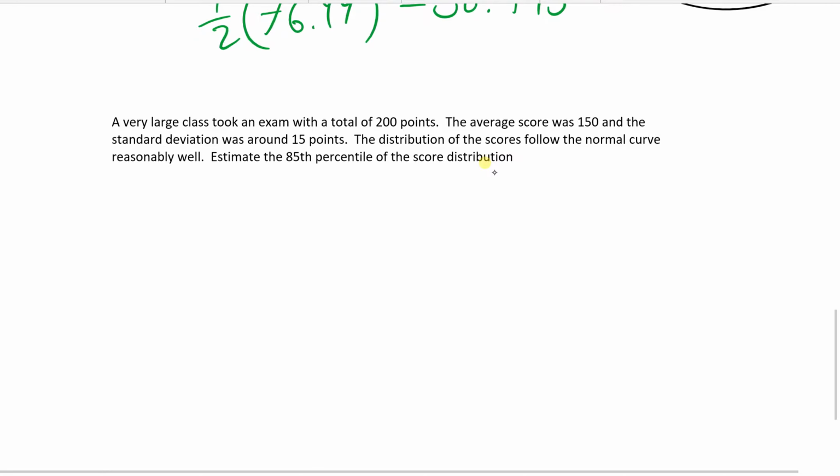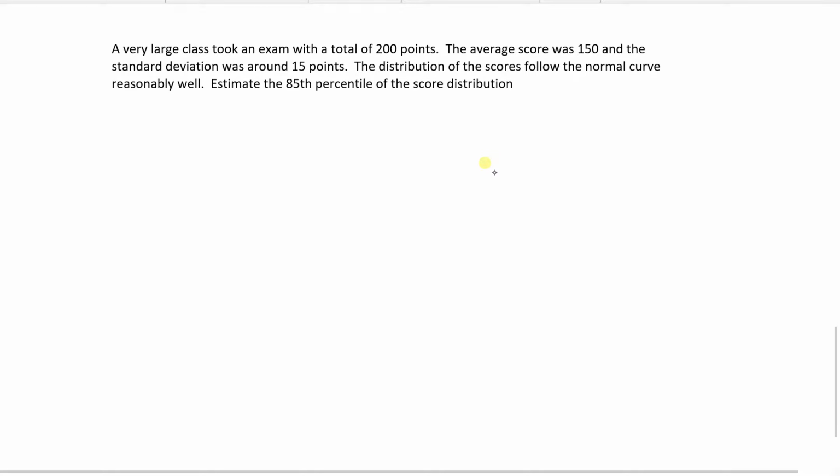A very large class took an exam with a total of 200 points. The average score was 150 and the standard deviation was around 15 points. The distribution of the scores follows the normal curve reasonably well. In this question, we want to estimate the 85th percentile of the score distribution.